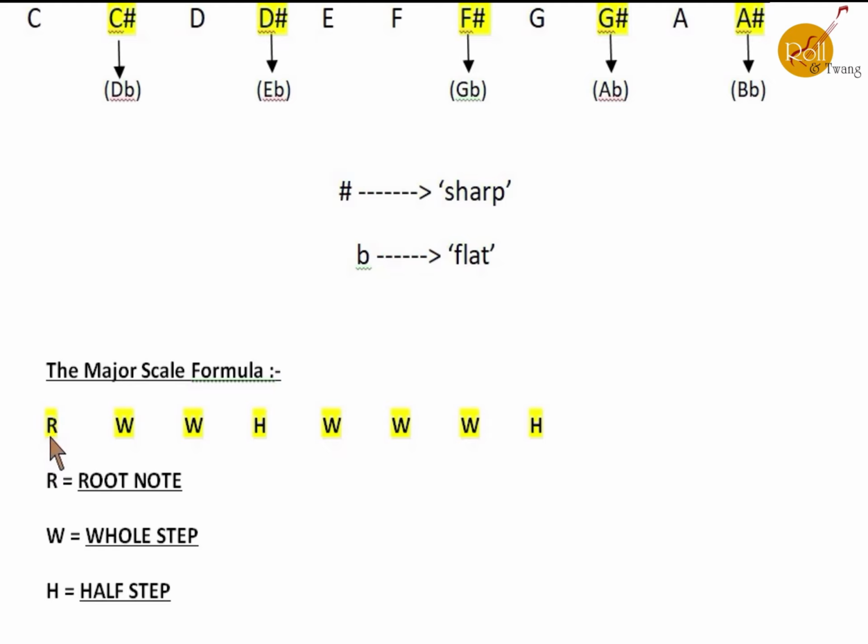So the formula is root note, which is the first note of the major scale, then a whole step, again a whole step, a half step, then 3 whole steps, and a half step. So just memorize this formula in order to understand how it can be played all over the fretboard.